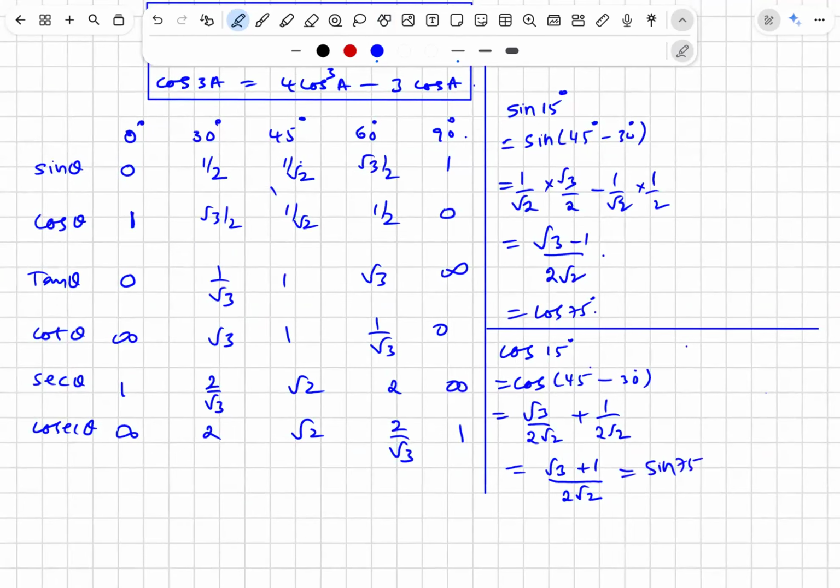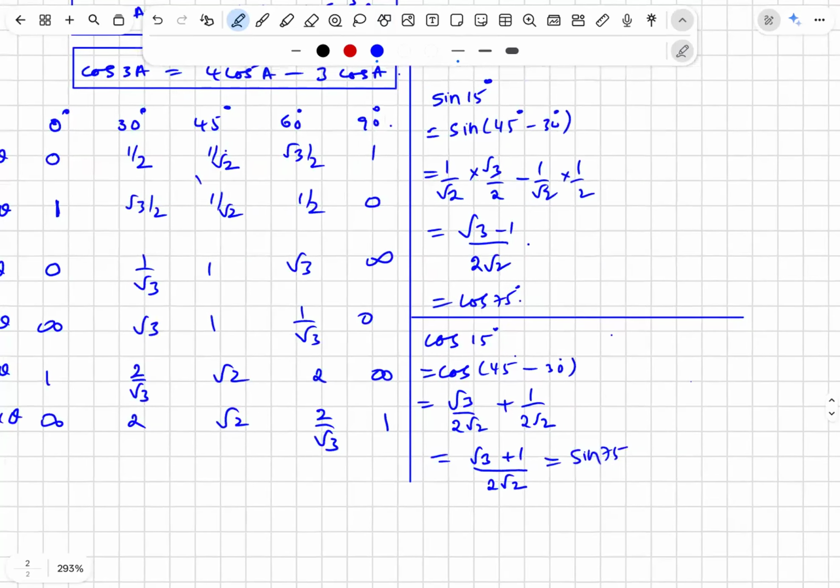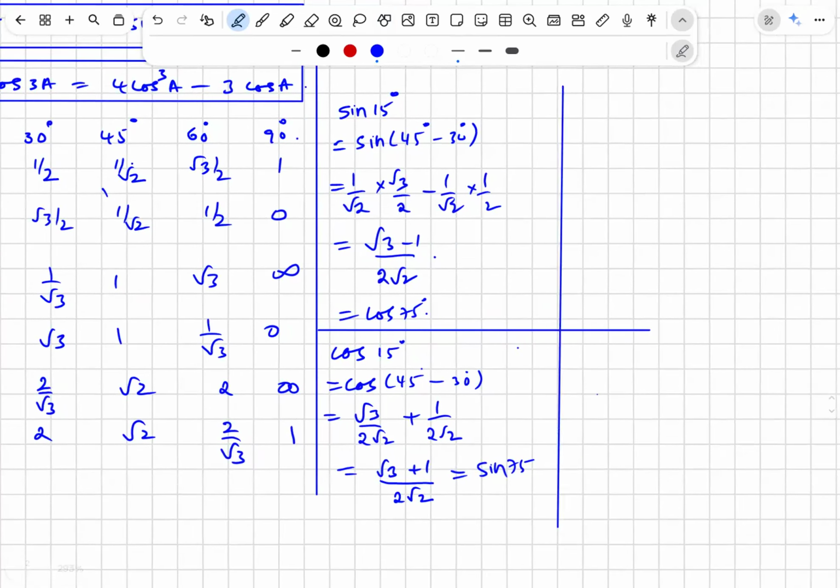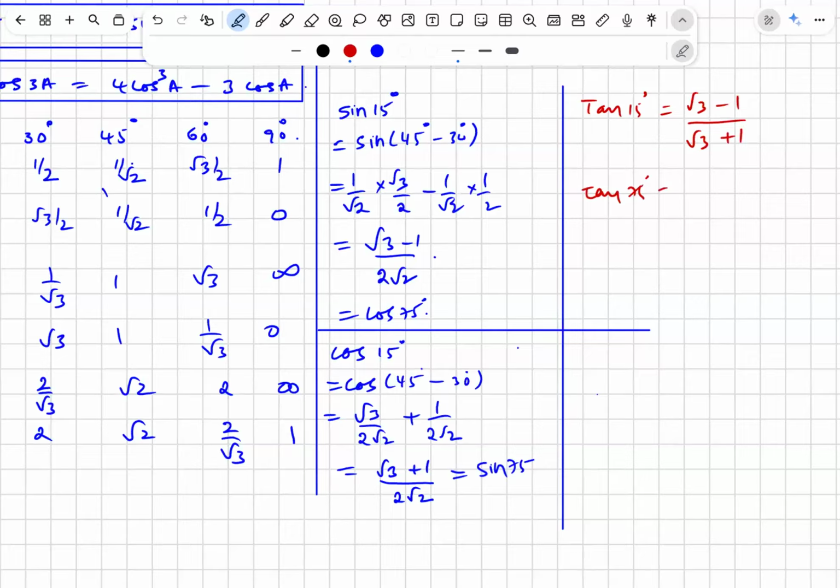With this, we will have two values. Now, tan 15 degrees is available: root 3 minus 1 by root 3 plus 1. Tan 75 degrees is also available: root 3 plus 1 by root 3 minus 1. But there are very rare occasions that I might require this, whereas sin 15 I might use very frequently.